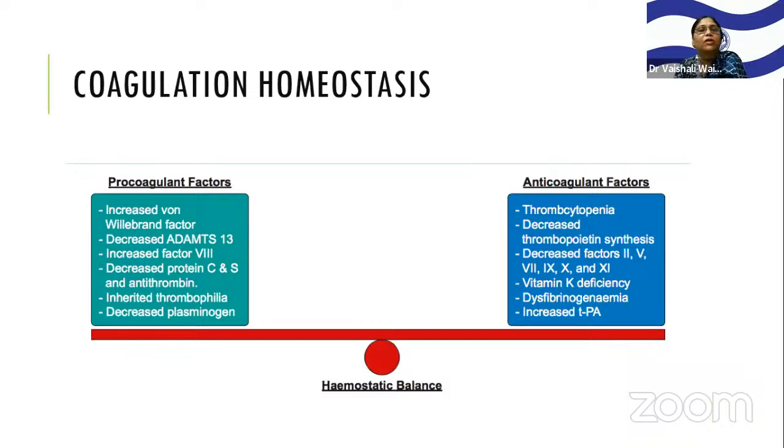So what are the coagulation abnormalities basically you find in these patients? Yes, ma'am. Chronic liver disease is often associated with anemia, thrombocytopenia, and leukopenia. Anemia may be due to upper and lower GI bleeding, splenic sequestration, endothelial dysfunction, and bone marrow toxicity due to alcohol. And also there is a coagulopathy due to the imbalance between the procoagulant factors and the anticoagulant factors. In procoagulant factors, there is an increase in von Willebrand factor and decrease in ADAMTS13 and protein C and S. Whereas in the anticoagulant factors, there is decreased thrombopoietin synthesis and decreased factors 2, 5, 7, 9, 10, and 11. Also, there is a vitamin K deficiency.